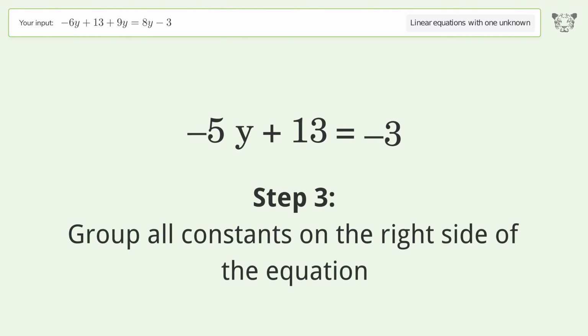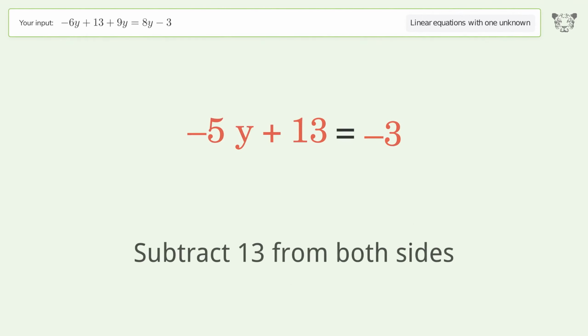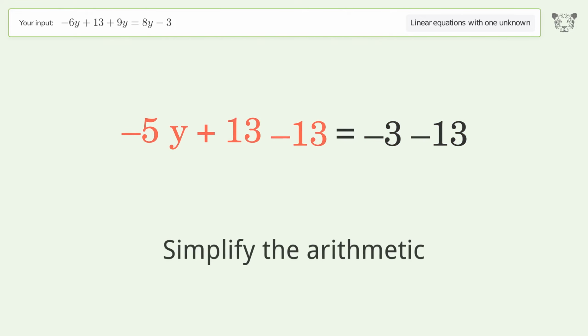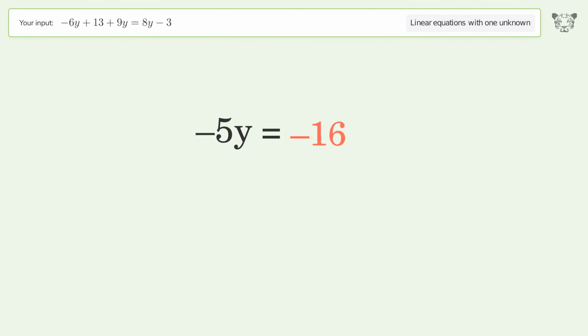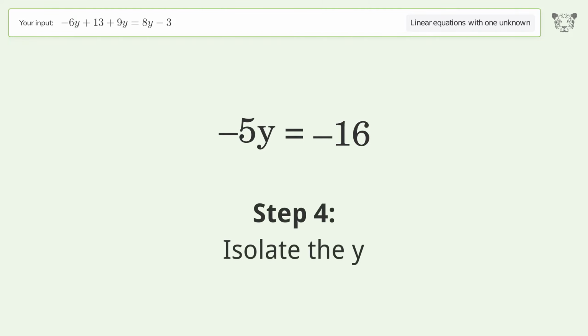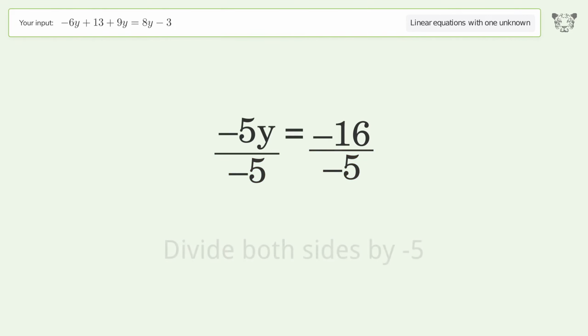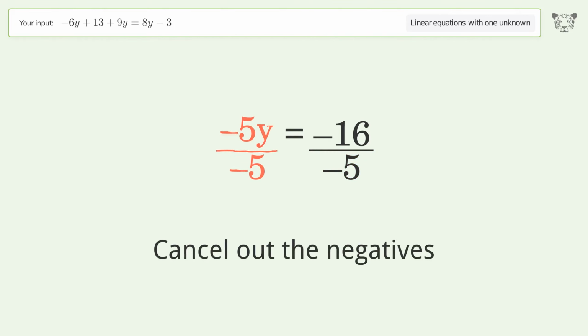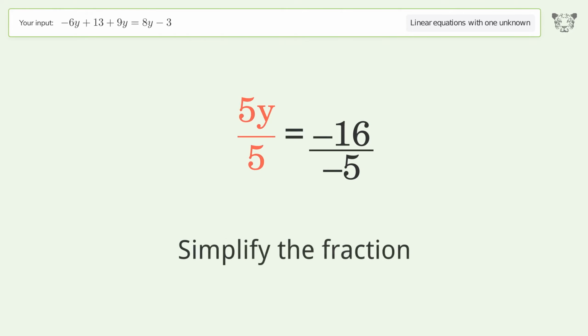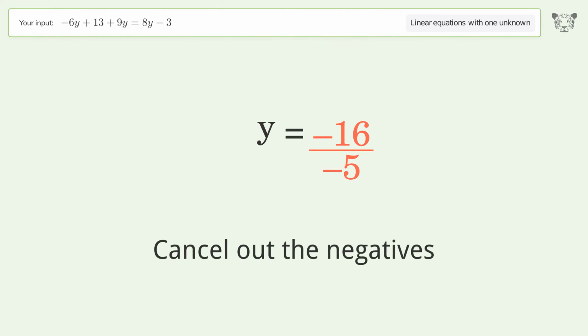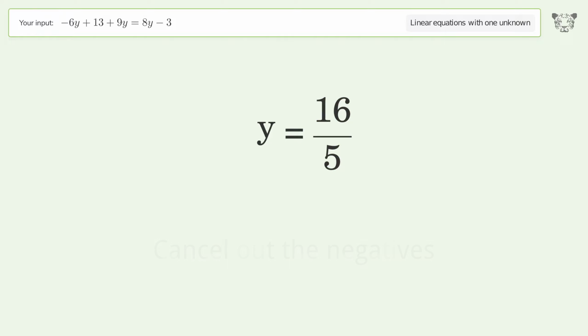Group all constants on the right side of the equation. Subtract 13 from both sides. Simplify the arithmetic. Isolate the y. Divide both sides by -5. Cancel out the negatives. Simplify the fraction. Cancel out the negatives. And so the final result is y equals 16/5.